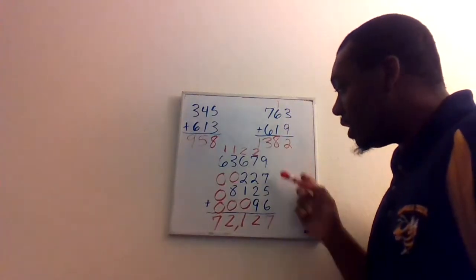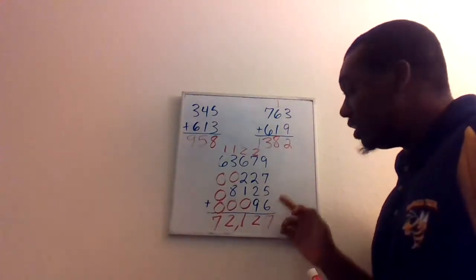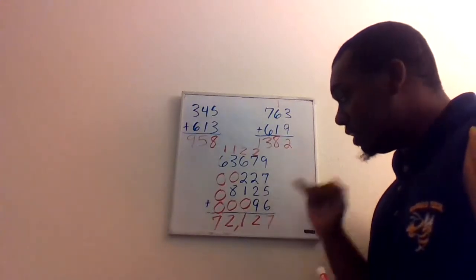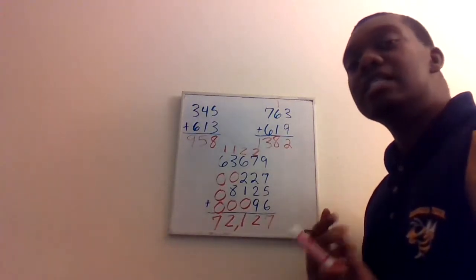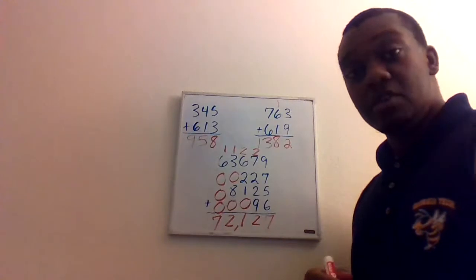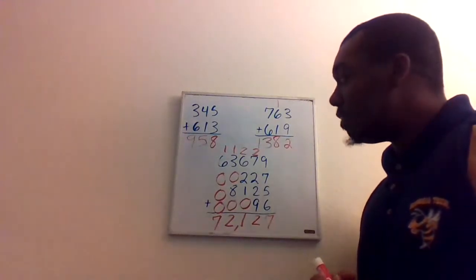Now, I mentioned that some people would like to gather 5s and 10s together. In this case, if you do 9 plus 6, you would get 15. Plus 5 would be 20. Plus 7, 27. And so that does make it a little easier for some people. So if you choose to do that, that's fine. You can add any kind of way you want.